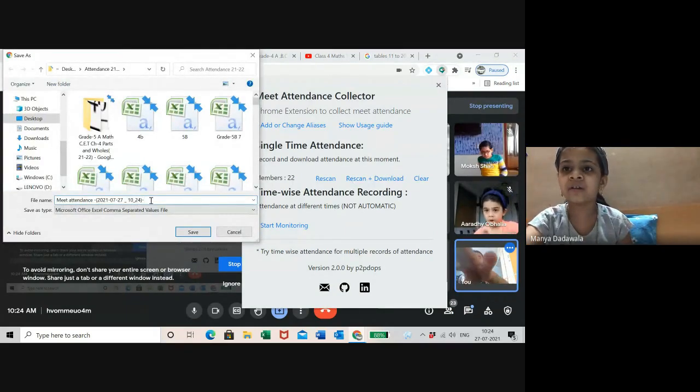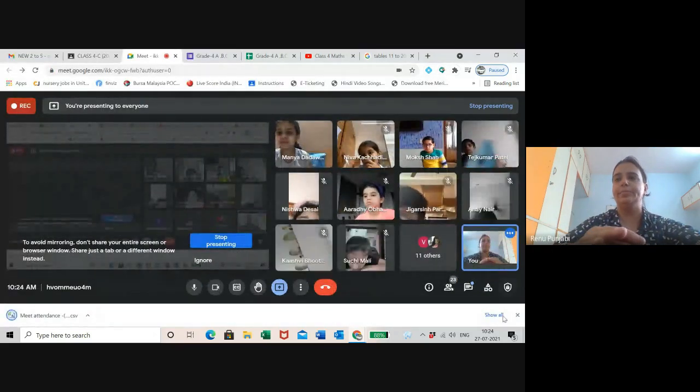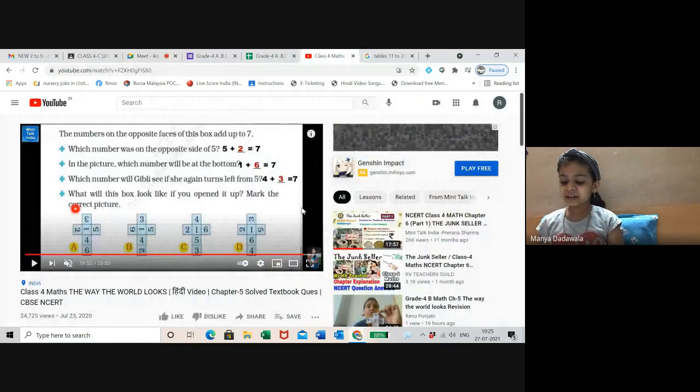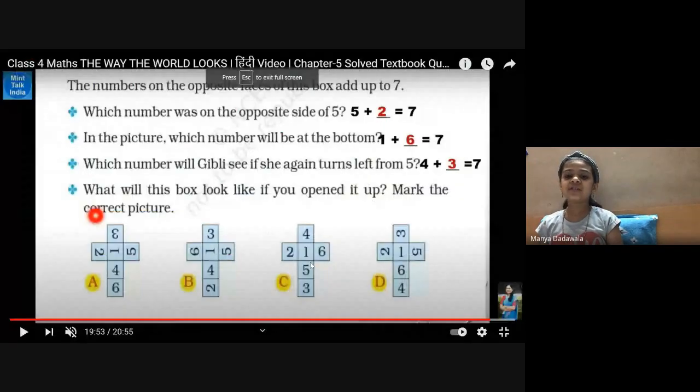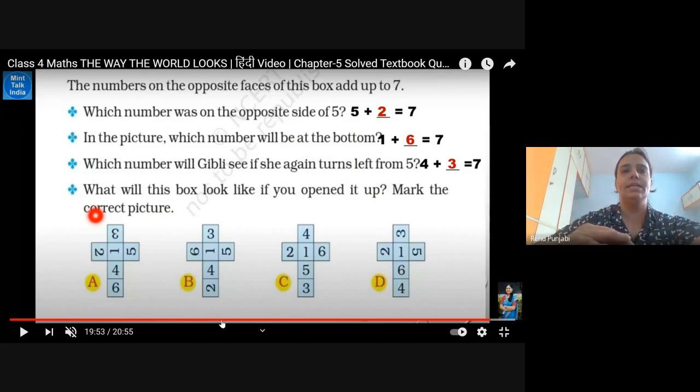Ma'am, it's wrong. How have you checked? Can you explain to us? Yes, ma'am. In the first one, I did 5 plus 6, so it will not be 7, it will be 11 only. And then 4 plus 3 is 7. But if all the groups are not 7, then we will say that the net is not correct.